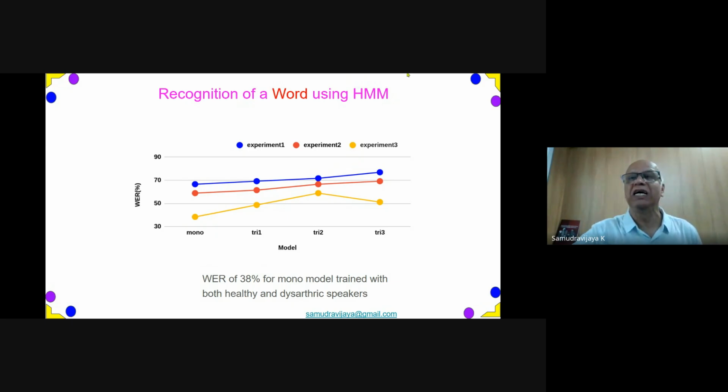What does the summary say? Experiment number 1, the blue one, is the word error rate when the system was trained with clean speech, healthy speaker speech, and tested with the dysarthric speakers. Error is high. The red one, the system was trained with dysarthric speech and tested with dysarthric speech. Matched condition. Error is slightly lower. But when the system was trained with both dysarthric speakers and healthy speakers, it had more data to learn the characteristics of the dysarthric speech. Therefore, the system did better and the word error rate was 38%.